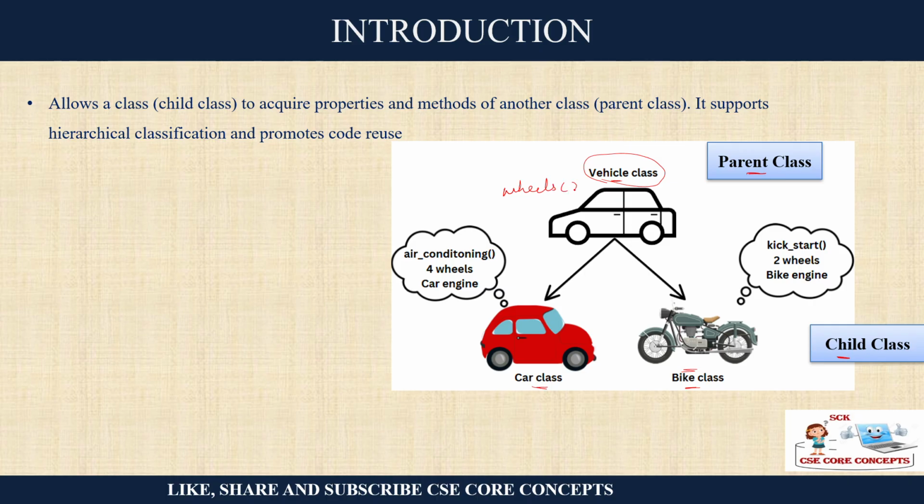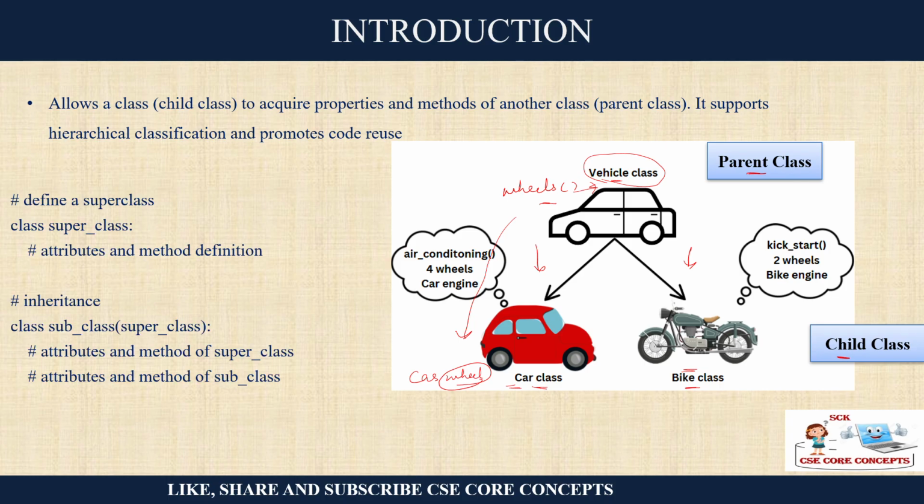If I define wheels in the vehicle class and I want to discuss the car wheels, then obviously it is going to inherit from its parent. You don't have to write this wheel repeatedly in each type of vehicle. This is the beauty of object-oriented programming. The common features, common functions, and common methods you can define in the parent class, and simply the child classes can inherit from the parent classes.